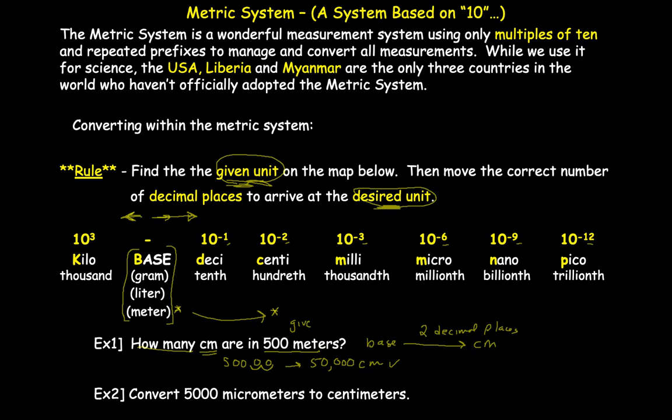All right, so let's just say I had 5,000 micrometers, so I would be here with micro, and I want to go to centi. Well, I would be going back from 10 to the minus 6 to 10 to the minus 2, which would be 4 places. So I go from the 6th place to the 2nd place. So I have to go 4 places back. So I would have 5,000 micrometers.